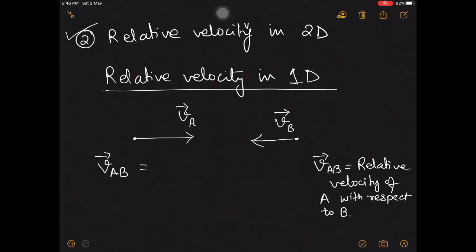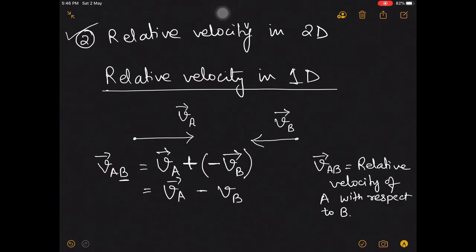So please see that lecture on numericals also. VAB will be given by VA plus of minus VB. This is how we calculate relative velocity. In this example, I am calculating with respect to B, so I will add the negative of VB. So this will reduce to VA minus VB.